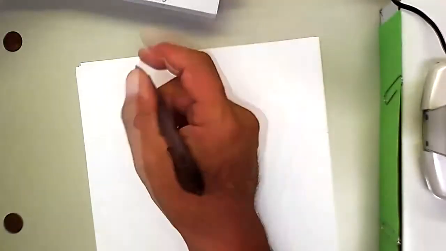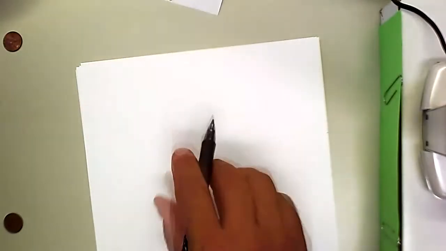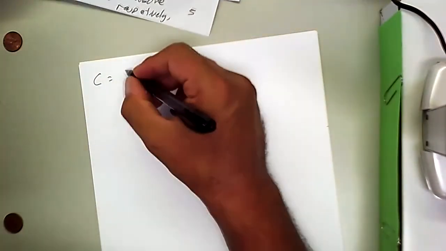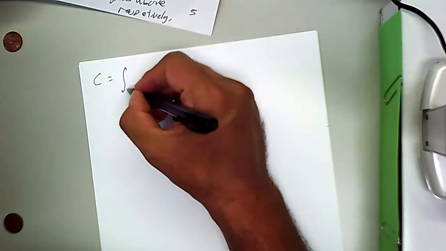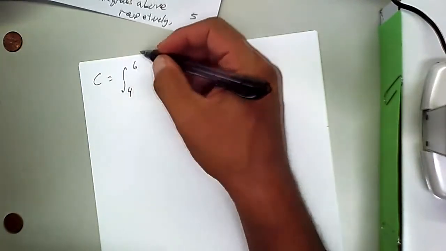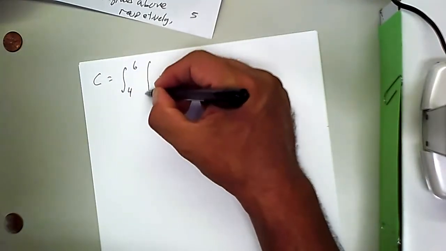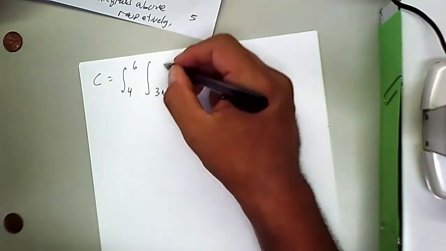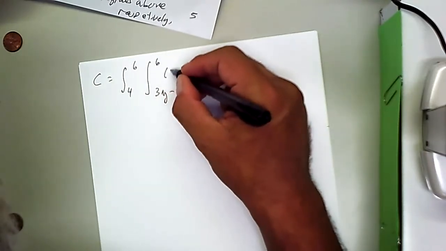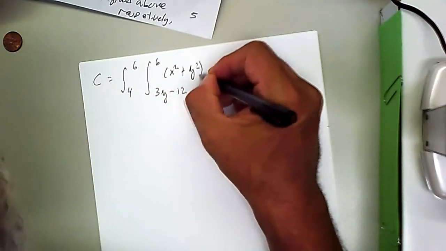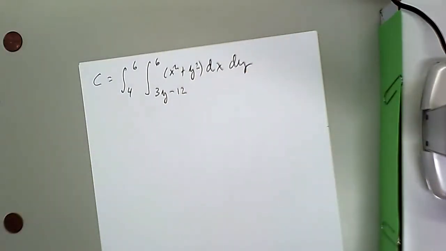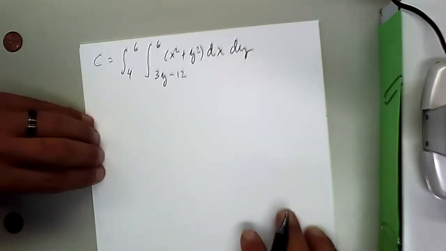All right, so now we go for C. We got A and B down, and now we go for C. C, I'm copying down, is the integral from 4 to 6, no zeros, so that complicates things. 3y minus 12 to 6 for the x's, x squared plus y squared, dx, dy. Yeah, that's going to be the big one.